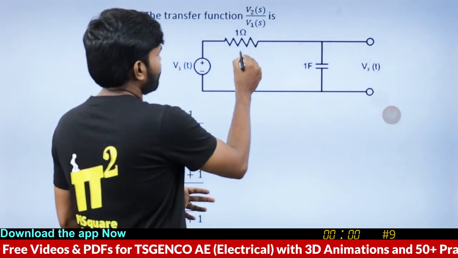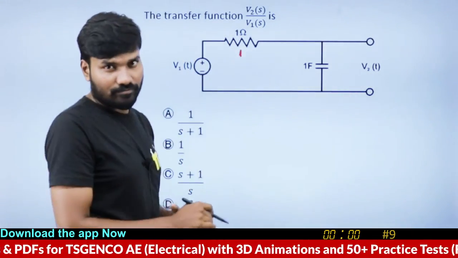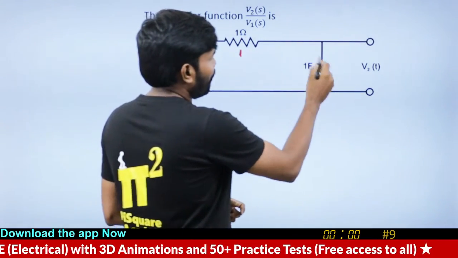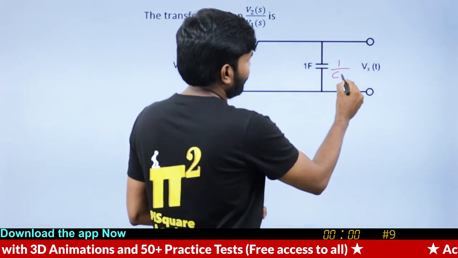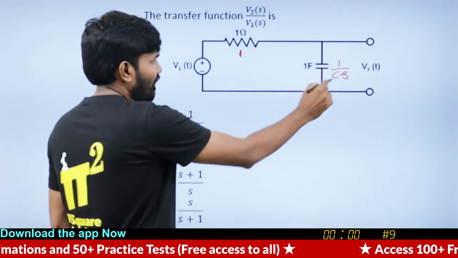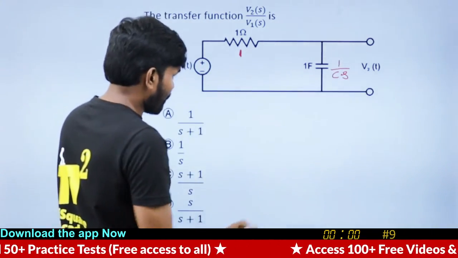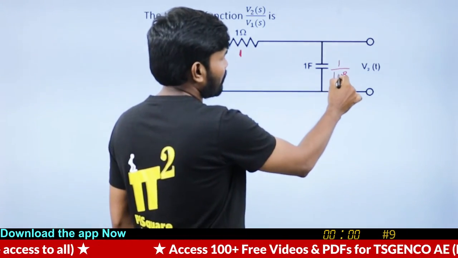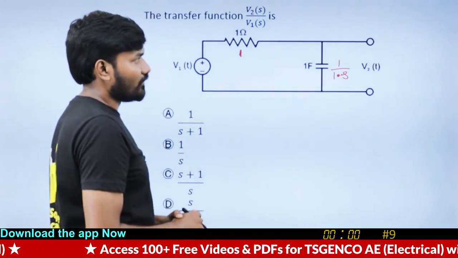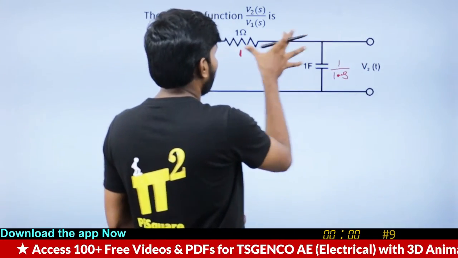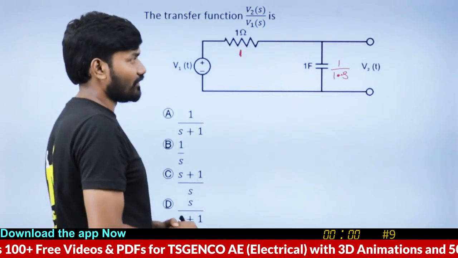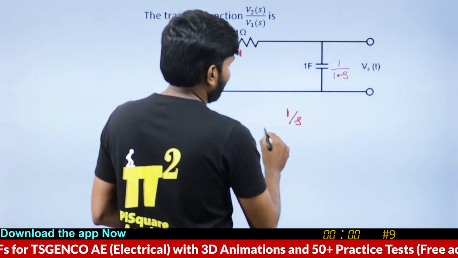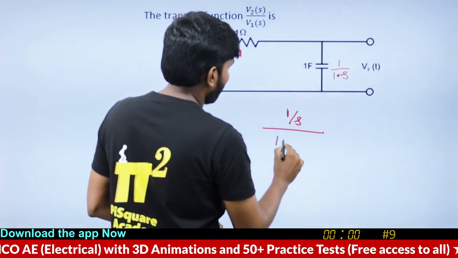Total voltage, this is in S domain as it is. A 1 ohm resistance is as it is, R. A 1 farad capacitor in S domain is 1 by Cs, where C is the capacitance value and S is S. So this capacitance value is 1, so it is 1 by 1 into S, which is 1 by S. So the voltage across this divided by the total voltage is simply 1 by S divided by 1 plus 1 by S.